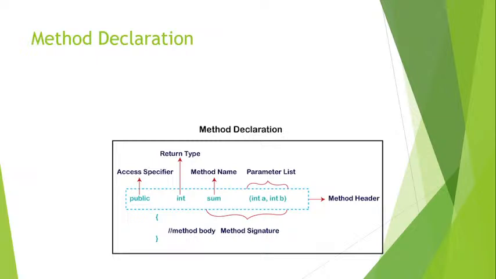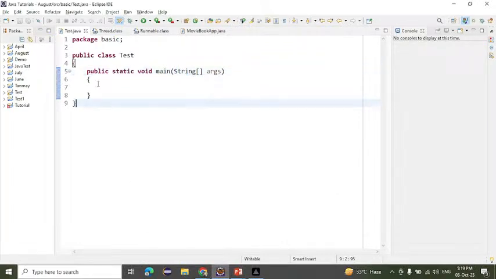Same as a class. If I show you the class example also, from here our class starts and here our class ends. Same like that, our method will start from here and end here. This is the use of our curly braces. And this is the syntax of our method.